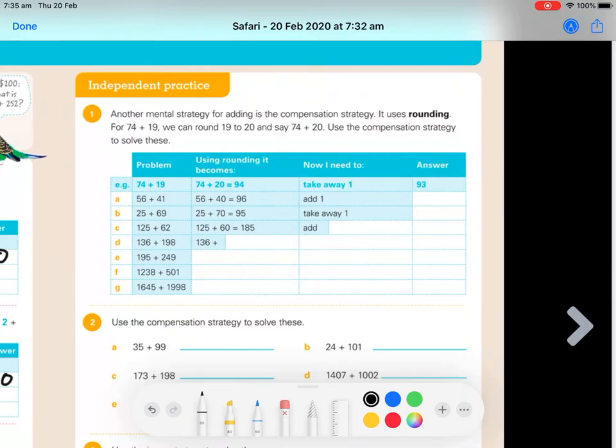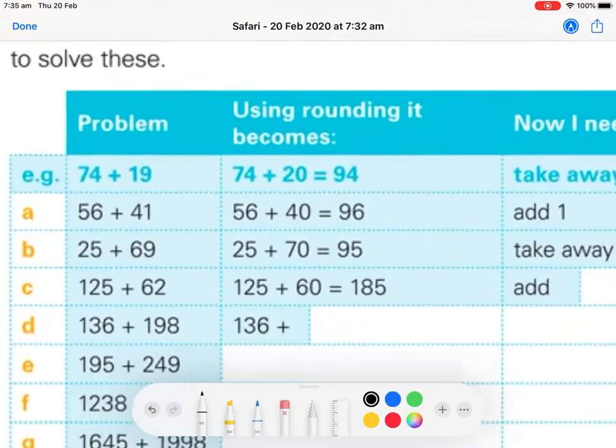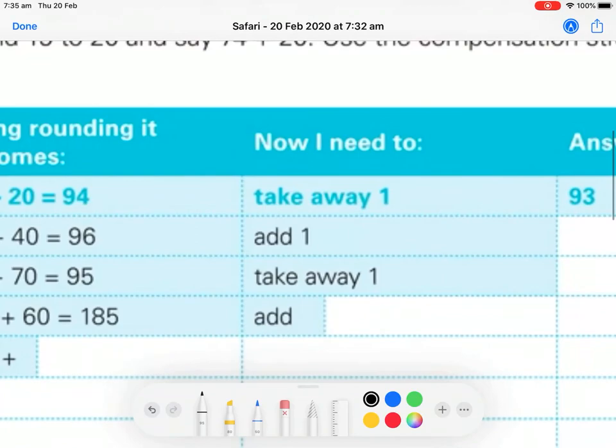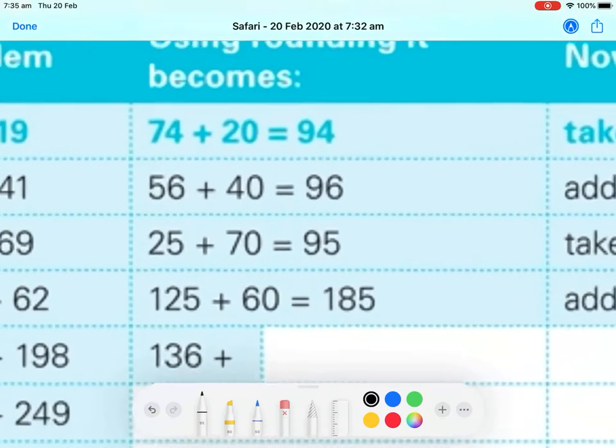Use the compensation strategy to solve these. So let's have a look at the first one. 74 plus 19, 74 plus 20, so we're rounding, but we added a random 1 that's not actually in there to make it 20. So now we have to take away that 1. Let's do the first one together. 56 plus 41. We've got 56 plus 40. Now we took away a random 1. We still need that later on, so we took 1 away. Just remember that for later, here from 41.